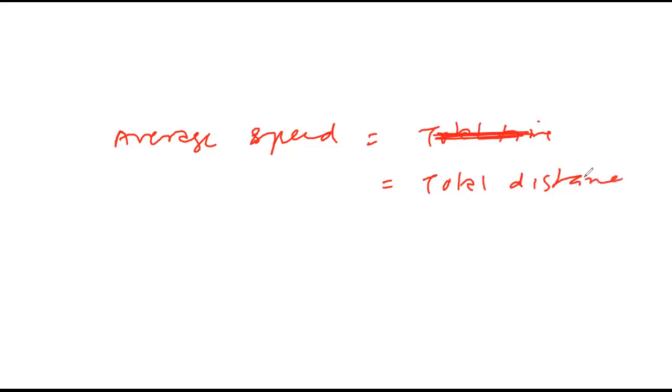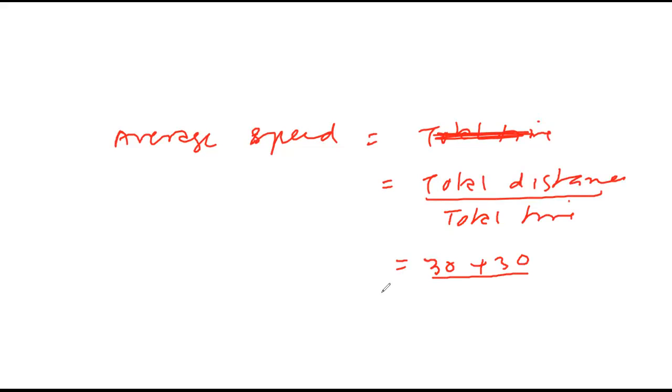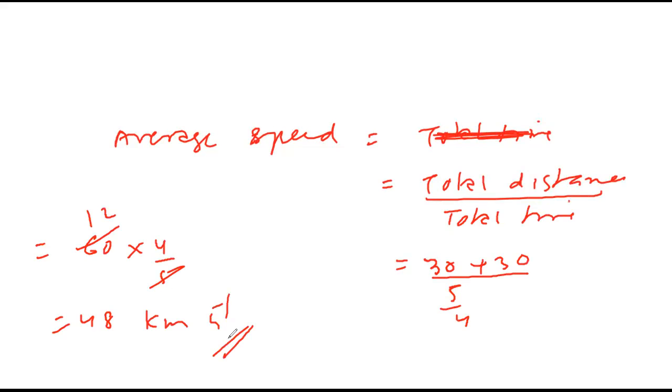Total distance upon total time. Total distance is how many kilometer? 30 plus 30. And total time is how many hour? 5 by 4. Correct? Yes. So 60 into 4 upon 5. 5 into 12. So this becomes 48 kilometer per hour. Complete till this.